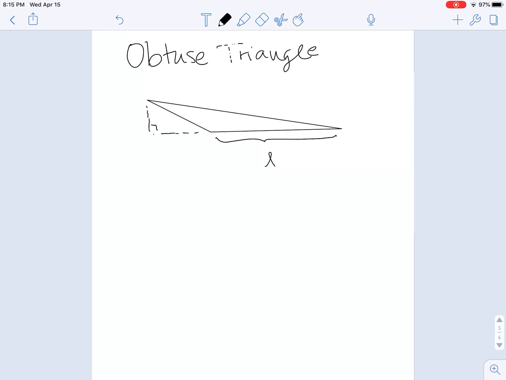I'm going to call that L. The height, the perpendicular distance to the opposite vertex, I'm going to call that H. And then I'm going to name the space right here that I had to move out to the left in order to measure the perpendicular distance, x.